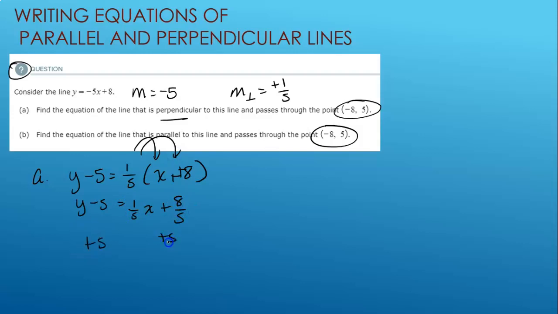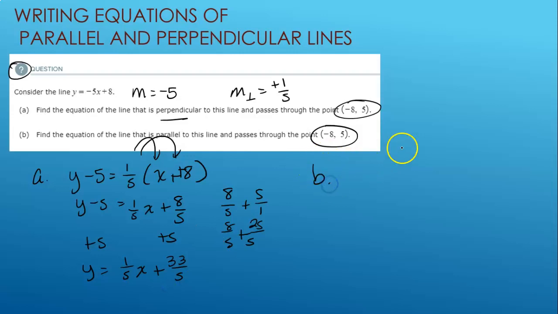We're going to add 5 to each side. So we get y equals 1/5 x. Use your calculator if you want to with your fraction button, or you can add this the long way. Common denominator is 5. So that becomes 25/5, so that's plus 33/5.